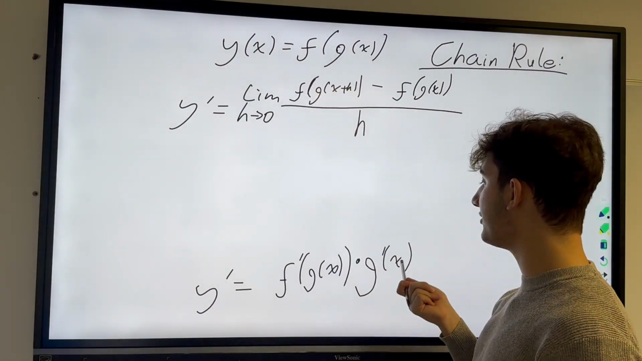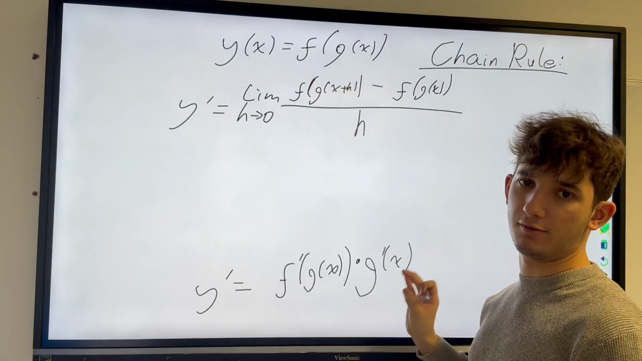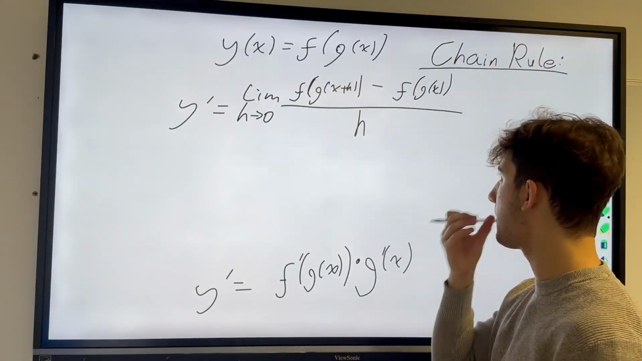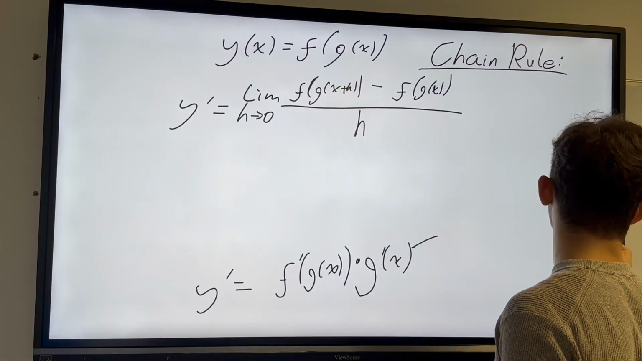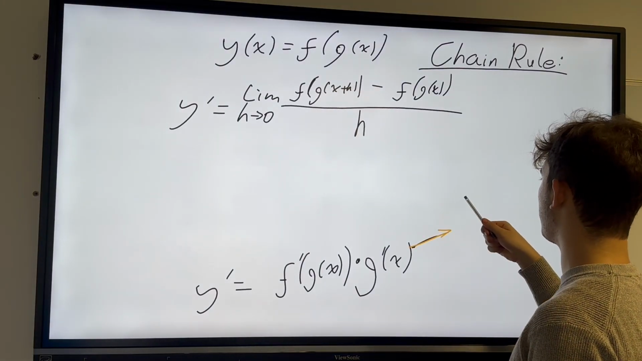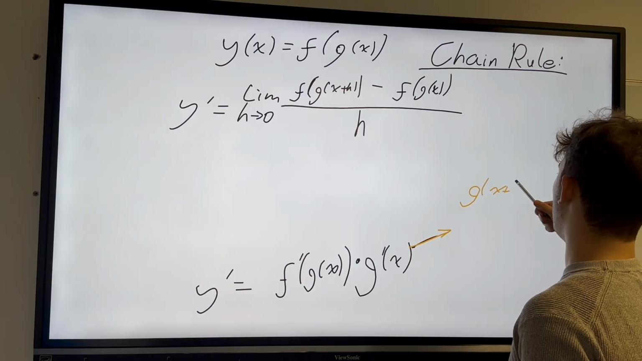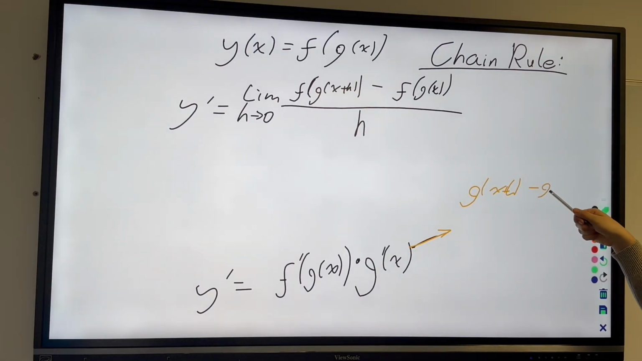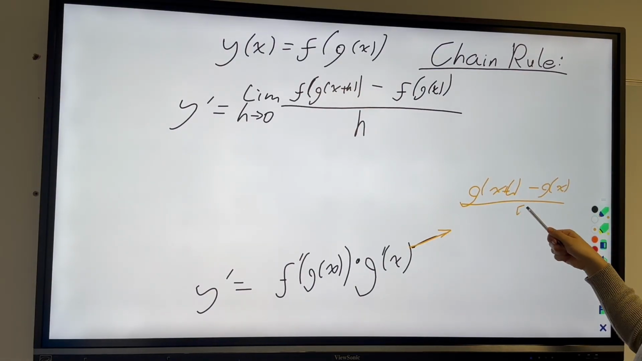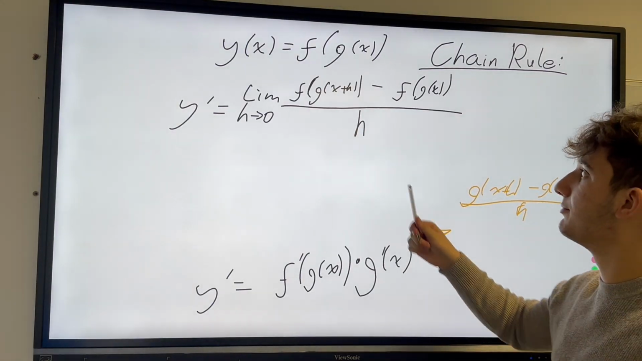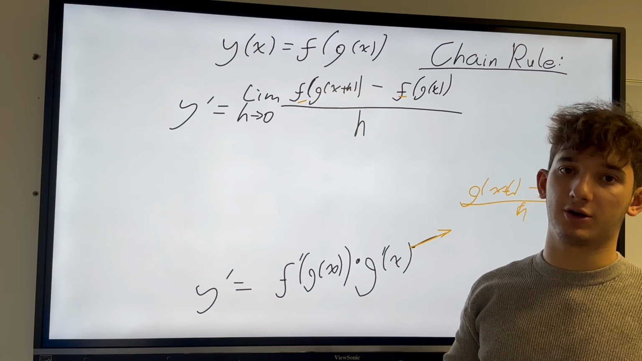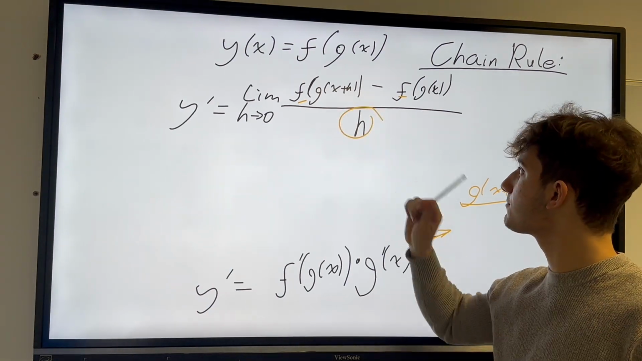So we need to get our derivative of g outside somewhere. How can we do that? Well, we know that this is going to be the whole g of x plus h minus g of x over h. We know it's going to be all of that. Have we got any of that there? We do, but they're kind of stuck inside all these functions. But we have the h.